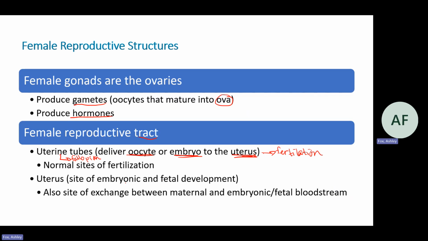The uterus is where the embryo and eventually the fetus develops. And we can also have an exchange between maternal tissue and the embryonic and fetal bloodstream. That's a fancy way of saying what the placenta does.